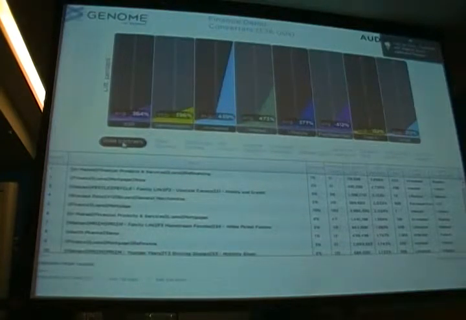B2B, demographic, and market, interest, lifestyle, purchase-based, search, social? Is that the type of destination site? Well, this is the type of data.